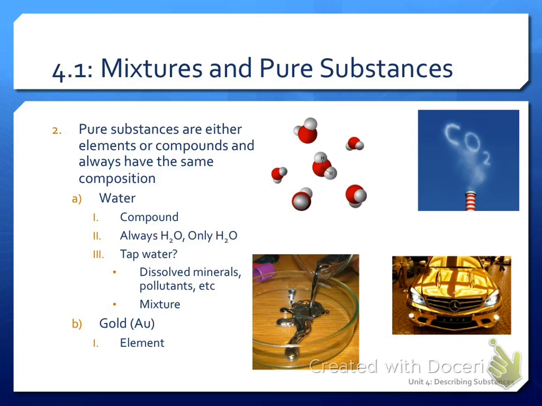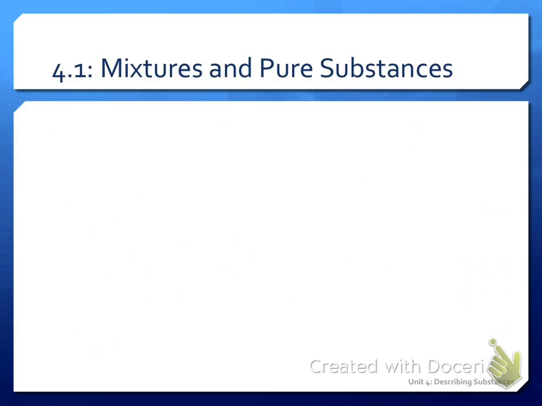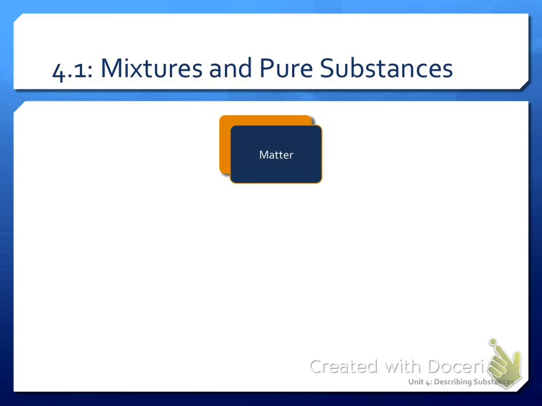CO2, carbon dioxide coming out of a smokestack. Is that an element or a compound? It's a compound, right? It's got two different elements combined. All right, so there you go. Pure substances can be elements or compounds. All right, so we can make a little flow chart here to kind of differentiate between mixtures and pure substances.